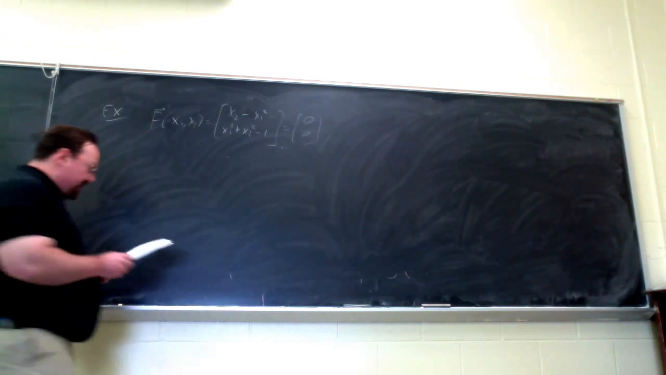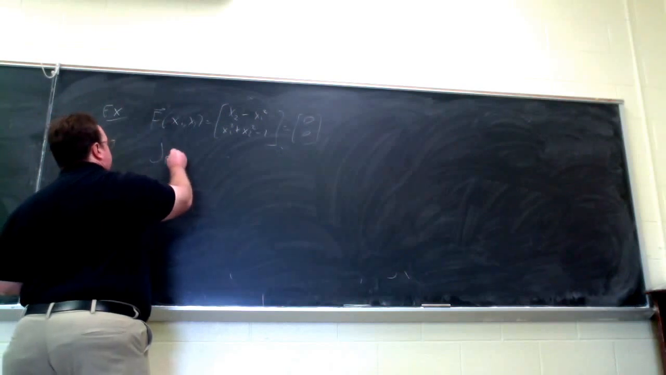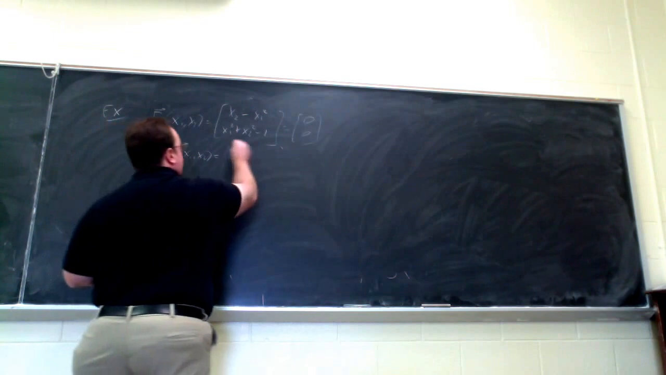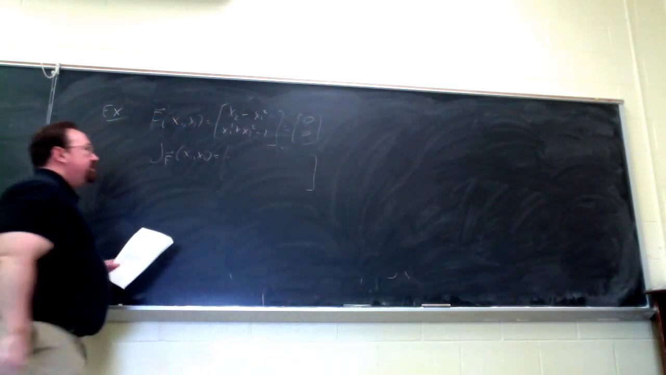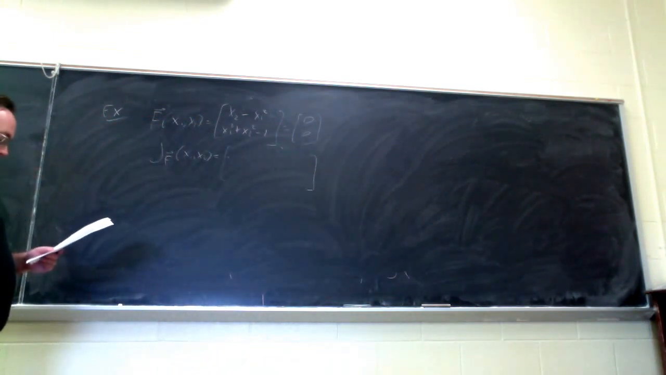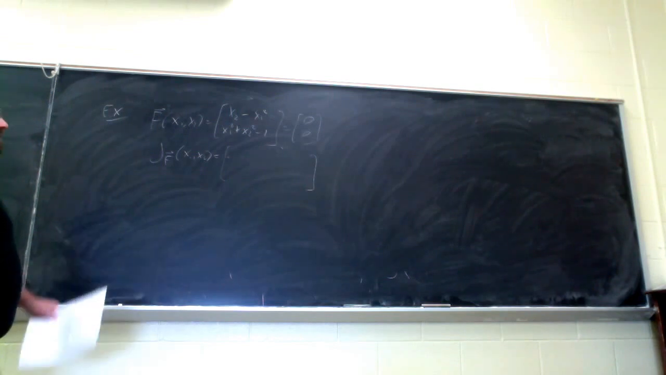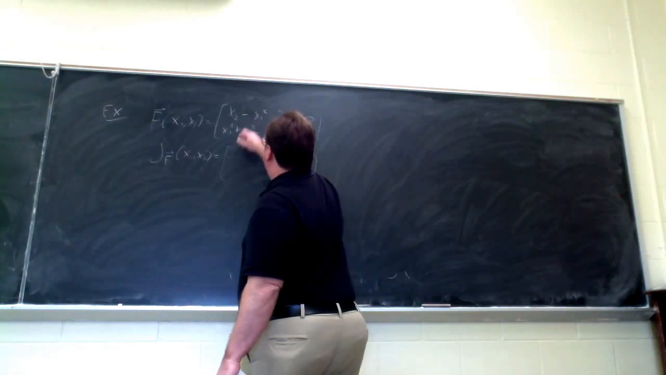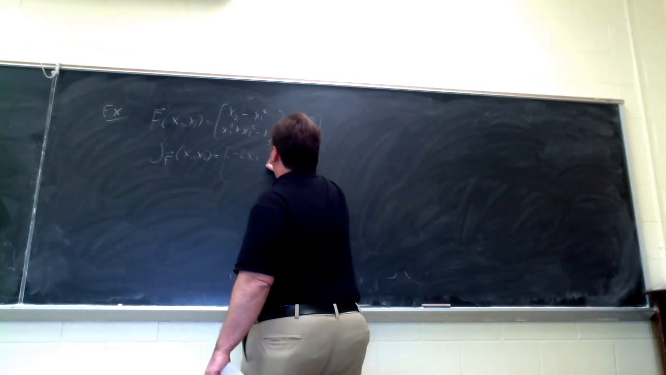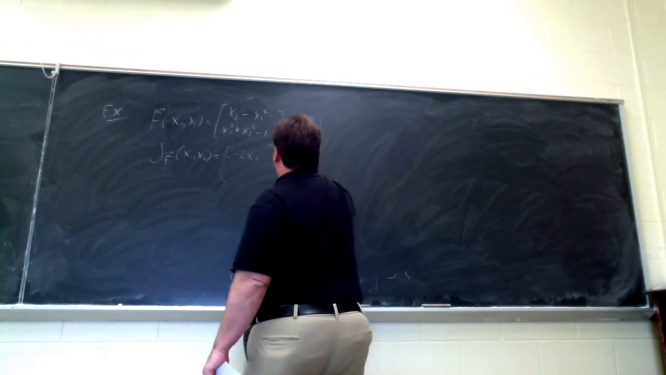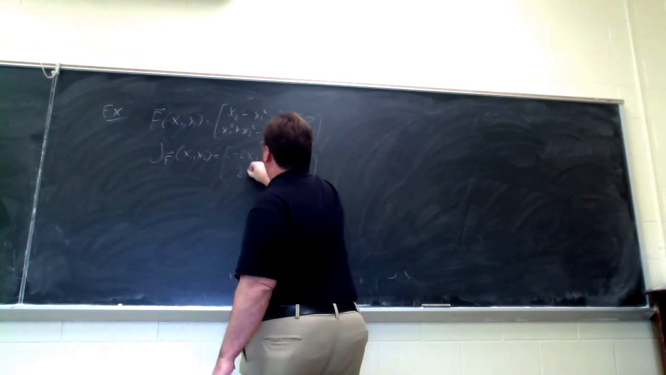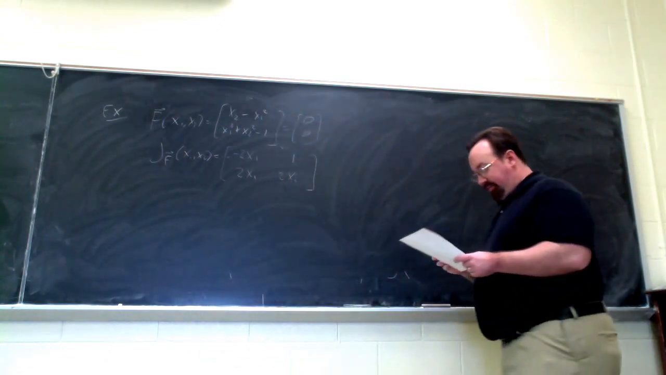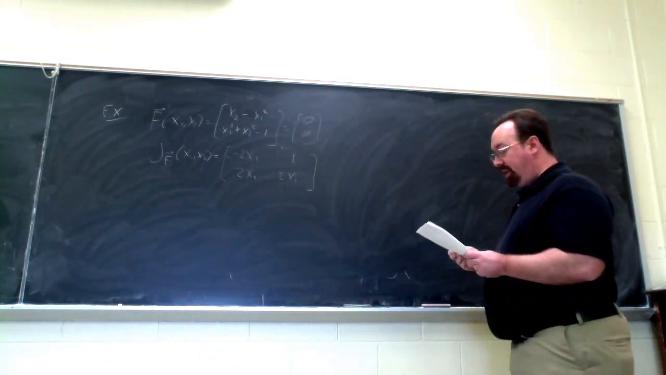So for a Jacobian of f, we take the partial derivatives of these component functions with respect to x1 and x2, and we did that last time. Here we have minus 2x1, and then this would be 1. And then we have 2x1 and 2x2. So that's our Jacobian matrix for this system of equations.